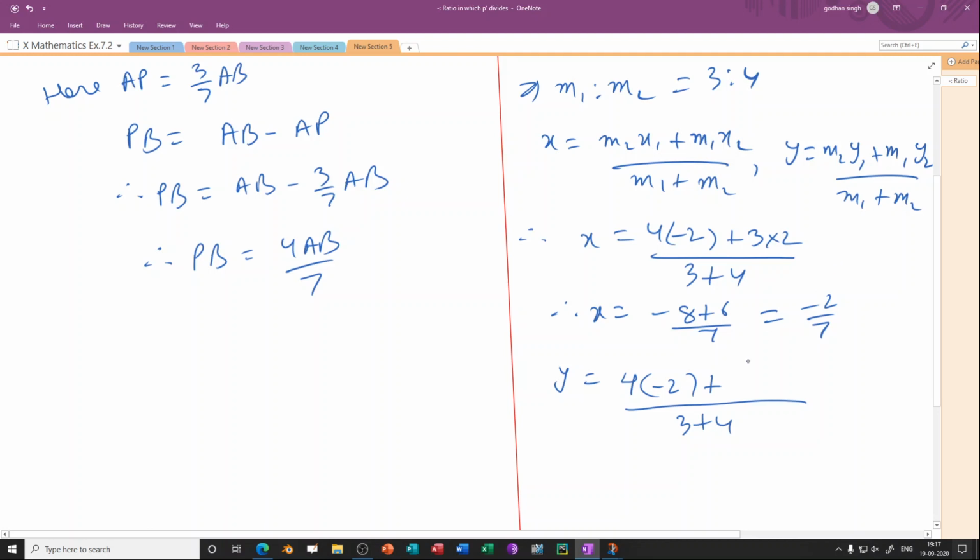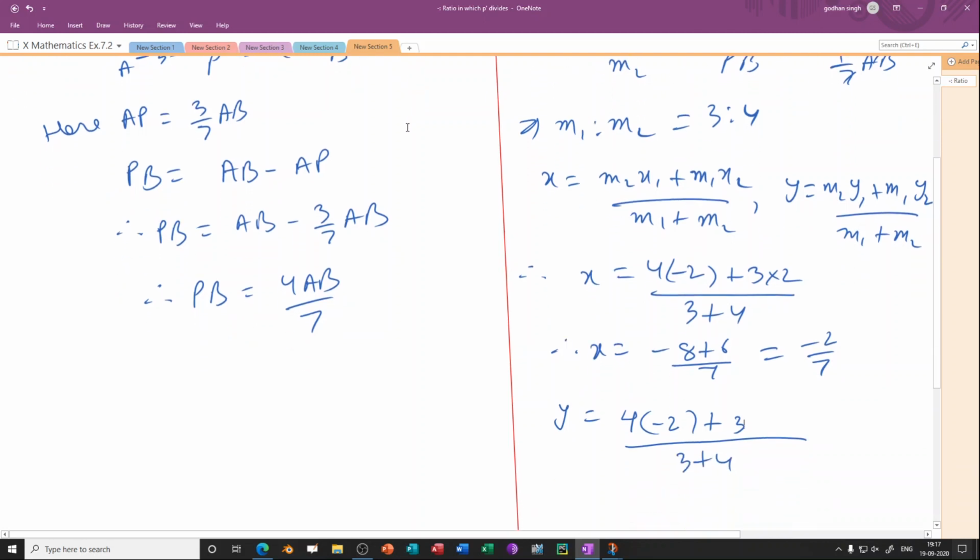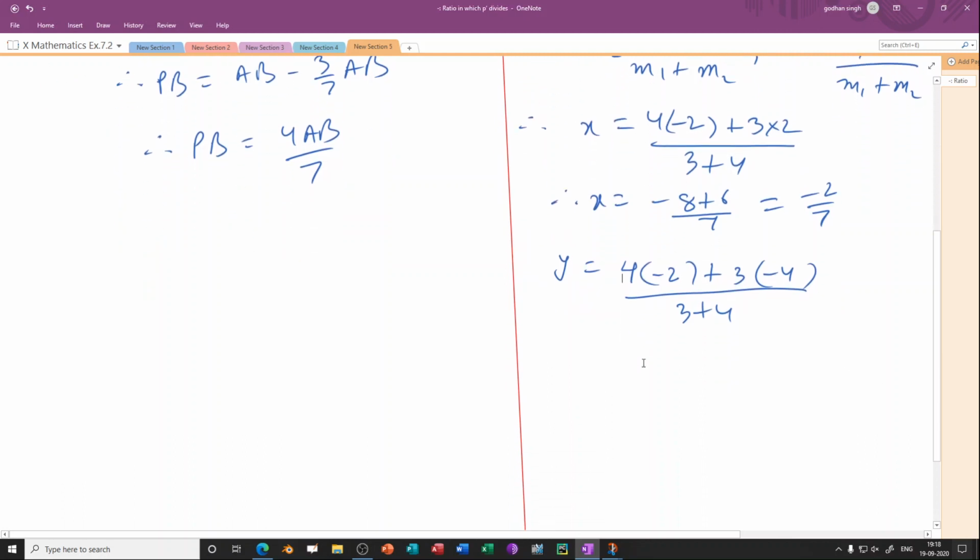plus m1, which is 3, into y2. So what is y2? Y2 is the y coordinate of point B, that is minus 4. So minus 4. And on solving this, y equals minus 8 minus 12 over 7, and this is y equals minus 20 by 7.